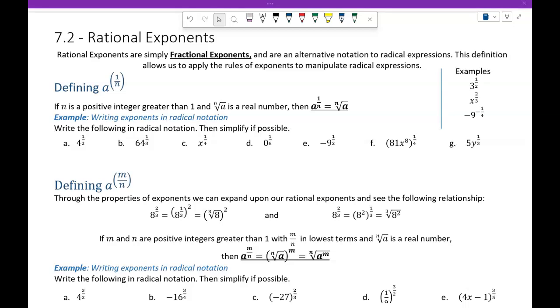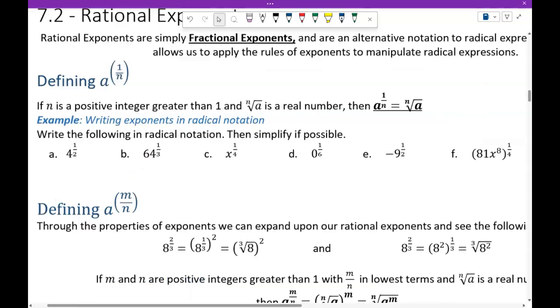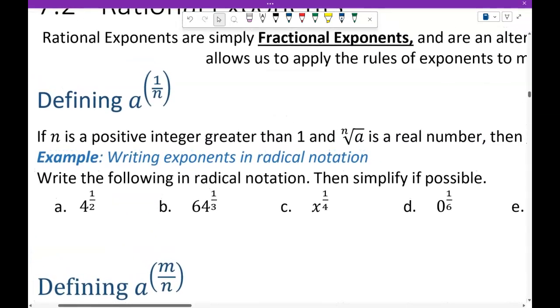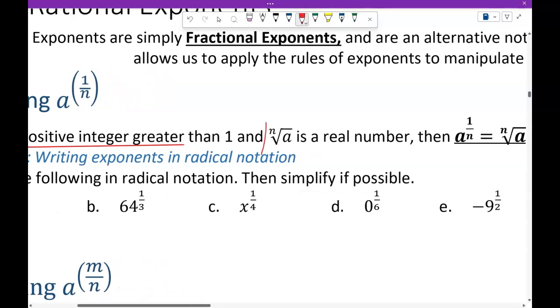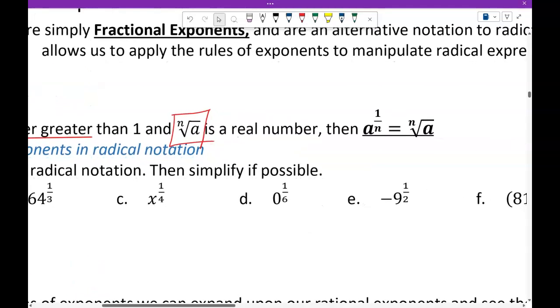So we're going to start with the most basic, which is a to the power of 1 over n, meaning we have a numerator of 1 and a denominator of some positive integer value. And so we can rewrite it as the nth root of a. Simply put, the denominator becomes our index, and then our base is our radicand.